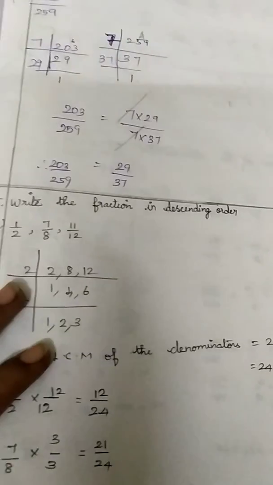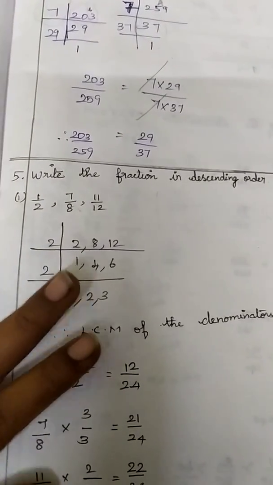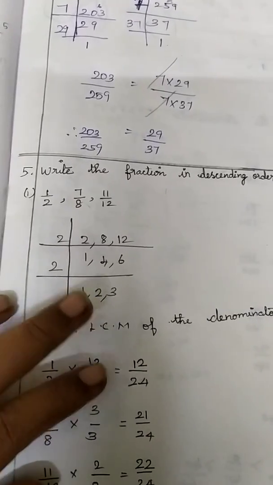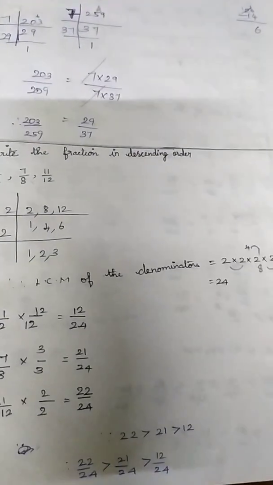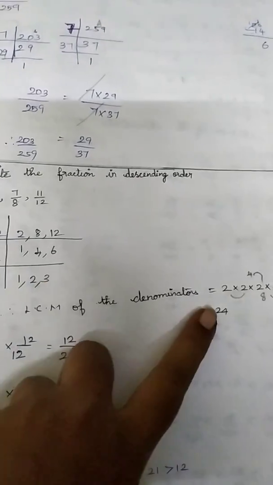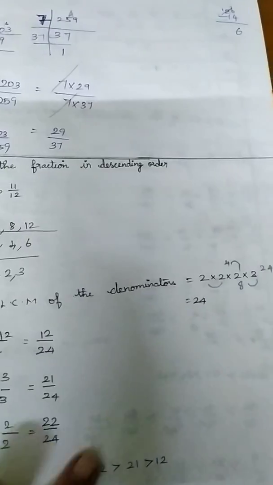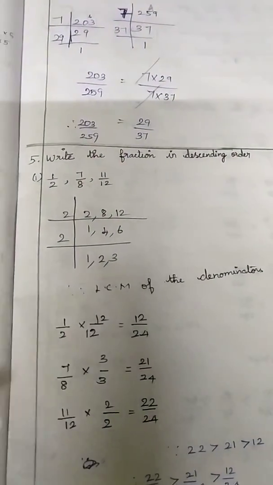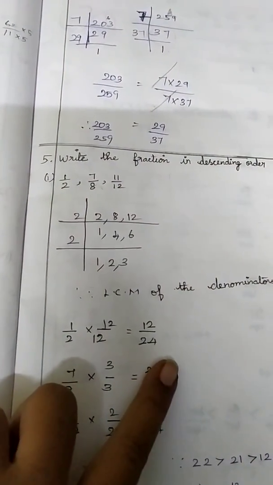Now, I am taking the denominators and finding the LCM. 2 table: 2 1s are 2, 2 2s are 4, 2 4s are 8, 2 6s are 12. Again 2 table: 2 1s are 2, 2 2s are 4, 2 3s are 6. Now, to find the LCM, 2 into 2 into 1 into 2 into 3. We are going to multiply. 2 2s are 4, 4 2s are 8, 8 3s are 24. Your LCM is 24.